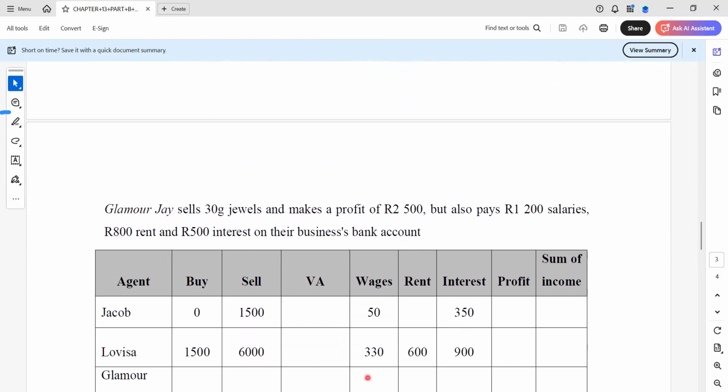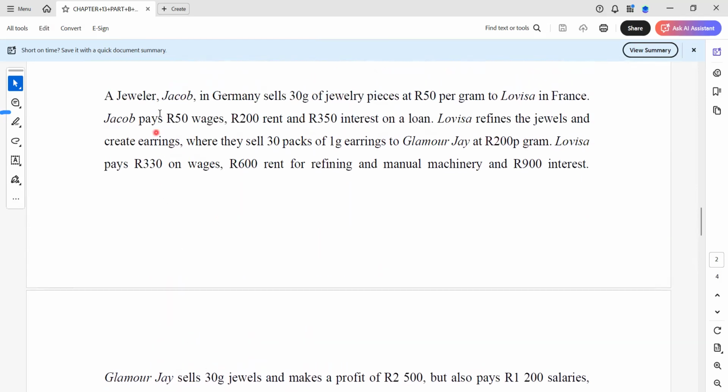Okay, so firstly we draw a table, and then they're saying a jeweler Jacob in Germany sells 30 grams of jewelry pieces at 50 rand per gram to Lovisa in France. Because now they're talking about selling and purchasing, obviously this goes with the production method, right? He sells. So it's Jacob who sells 30 grams of jewelry at 50 rand per gram to Lovisa in France. And then they continue to say Jacob pays 50 rand wages.